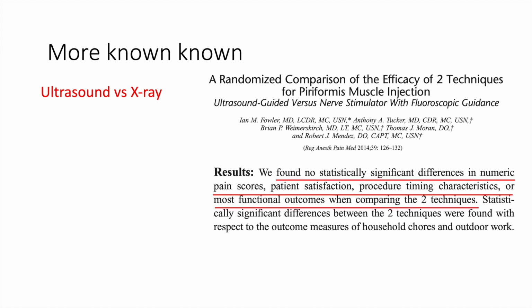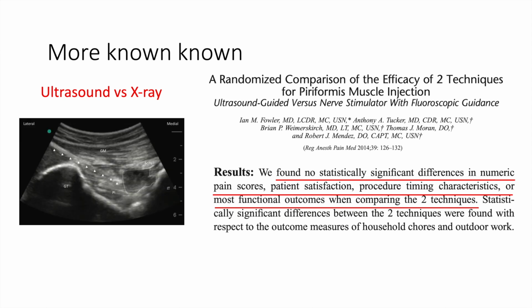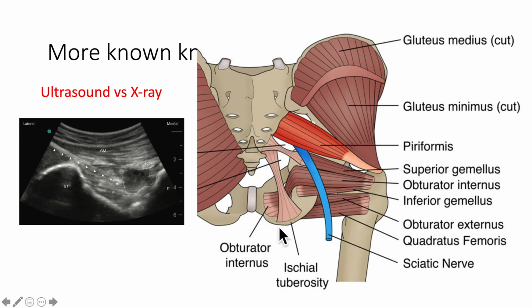Well, when they say there's no difference in all this, okay, I get it. I respect science. But when they show you the picture, I don't know what you make of this. This is the greater trochanter and this is the ischial tuberosity. In between, they put a needle there. For those who understand the anatomy, between the ischial tuberosity and greater trochanter, this is a classical site for quadratus femoris. There is no piriformis, my friend, here.